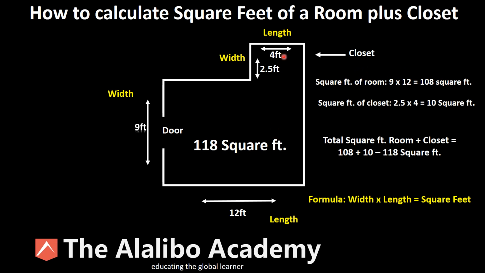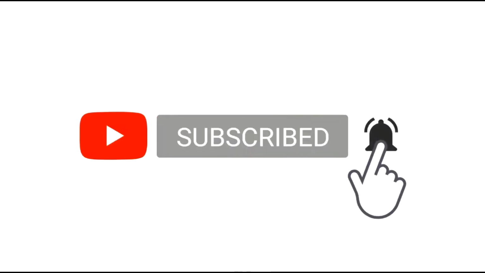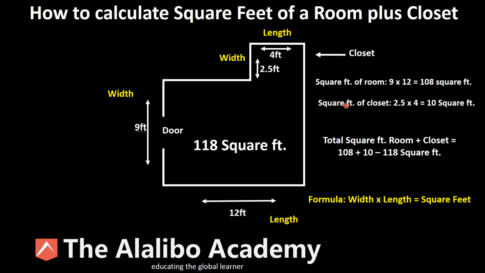So now you have to consider the closet, and we do the same calculation exactly as we did with the room. Width is on the side and length is on the side. The width is 2.5 feet and the length of the closet is 4 feet. So we have the calculation here. Square feet of the closet is 2.5 times 4 equals 10 square feet. That is the space of the closet, 10 square feet.